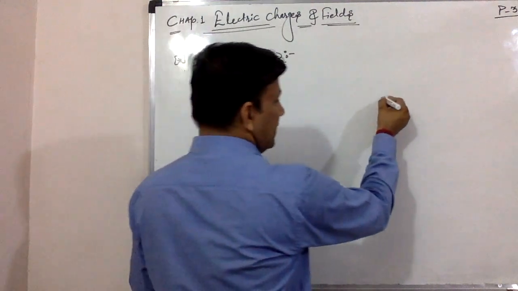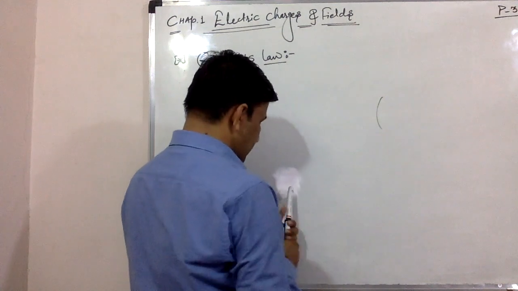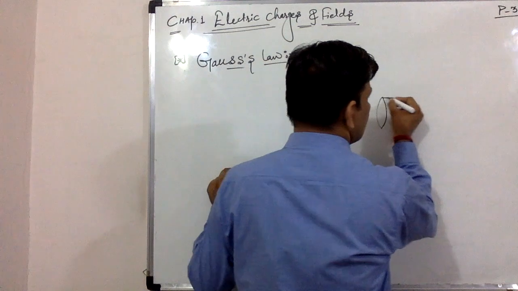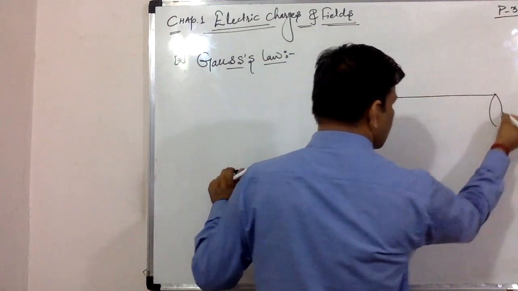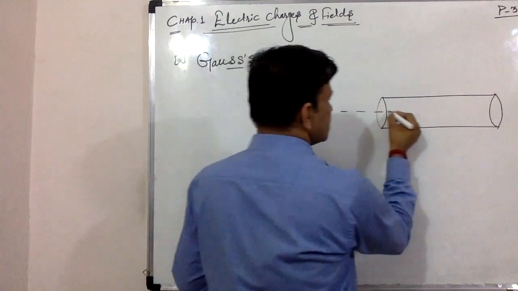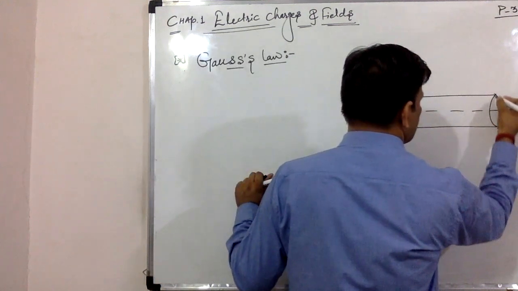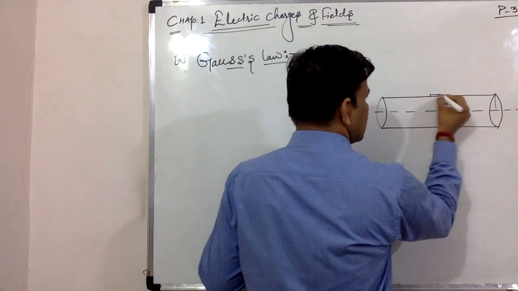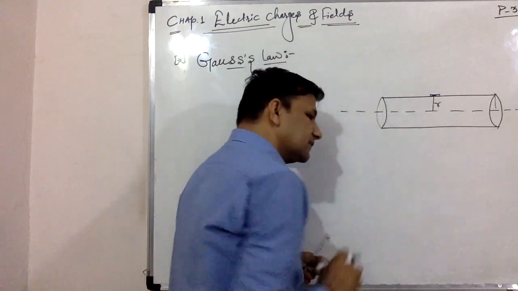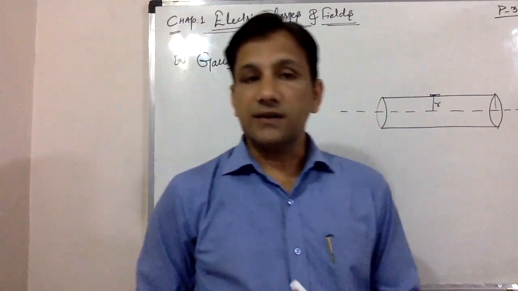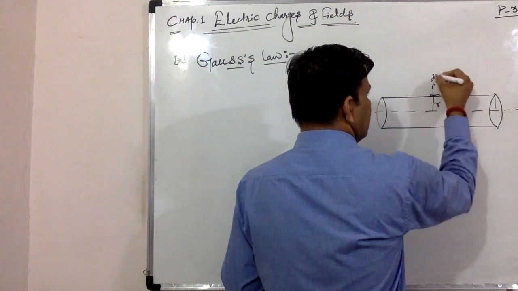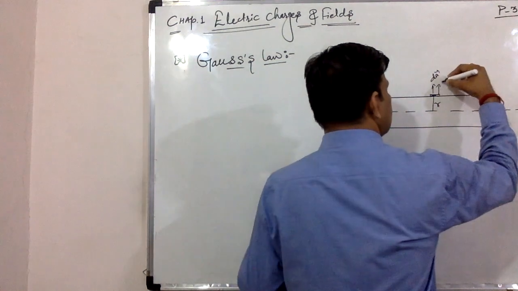Suppose I have a uniform wire, this is the axis, this is the point P, the radius of this wire is R, that is the dA, and the direction is E.